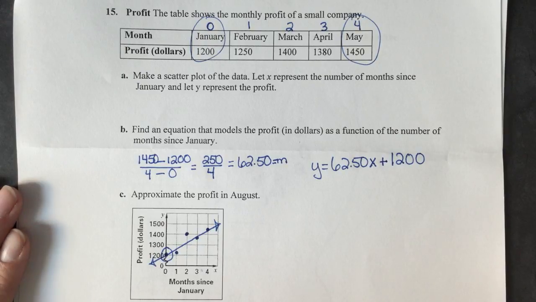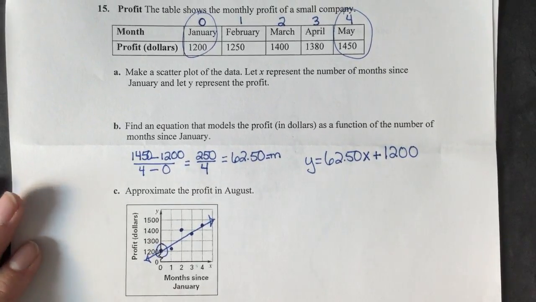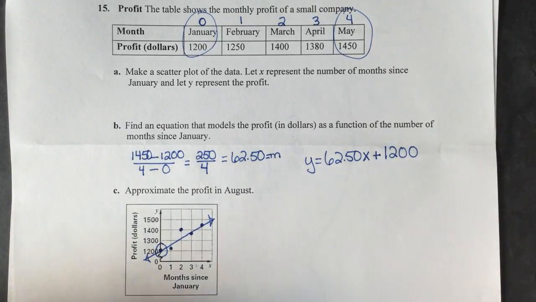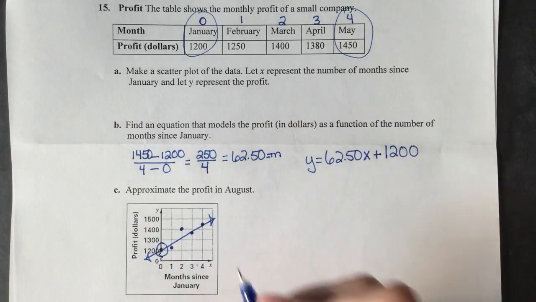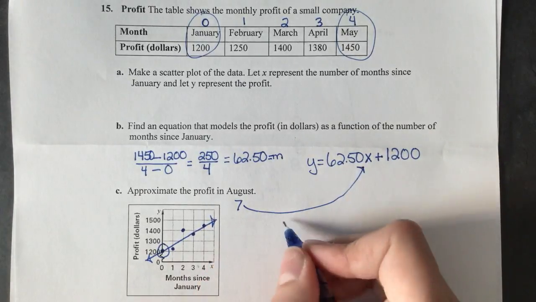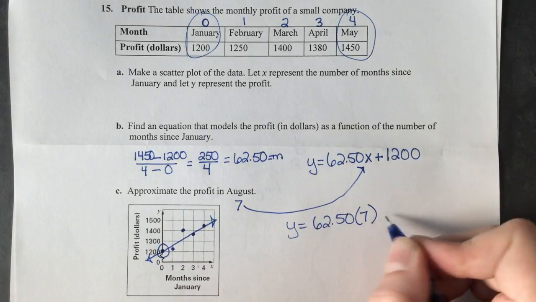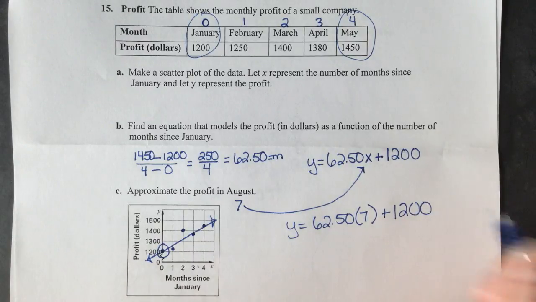Approximate the profit in August. Okay, so we need to find out how many months August is after January. February is 1, March 2, April 3, May 4, June 5, July 6, August 7. So 7 months is August. So we're going to plug that in for x. Y equals 62.5 times 7 plus 1,200.